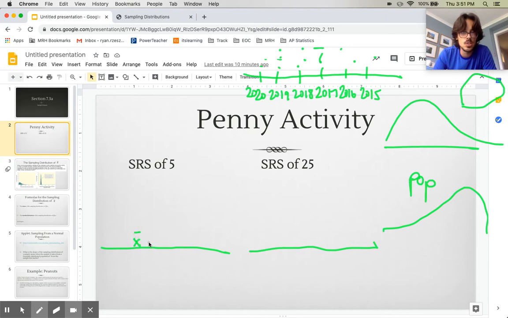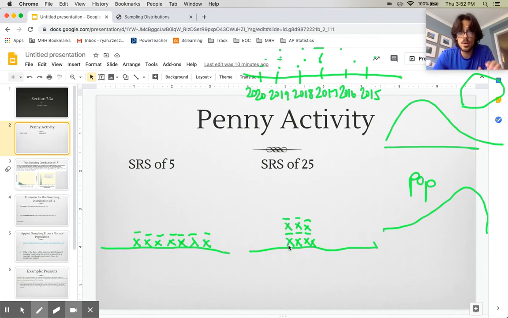So our averages, everybody got their little X bars. There was a fair amount of spread for this one right here. People were getting averages around 2017, 2018, lots of new pennies in their sample of 5. People were getting averages in the 1960s, just lots of spread. Whereas in the samples of 25, they were a lot more clustered together than in the other graph.